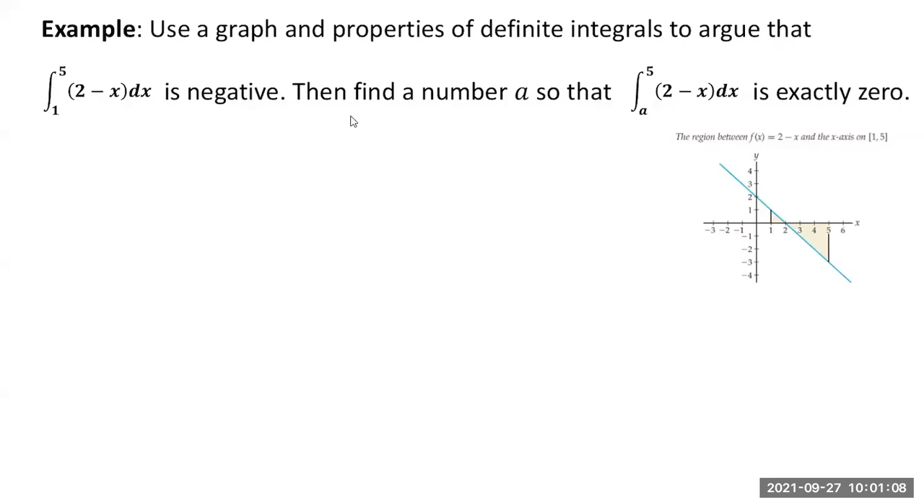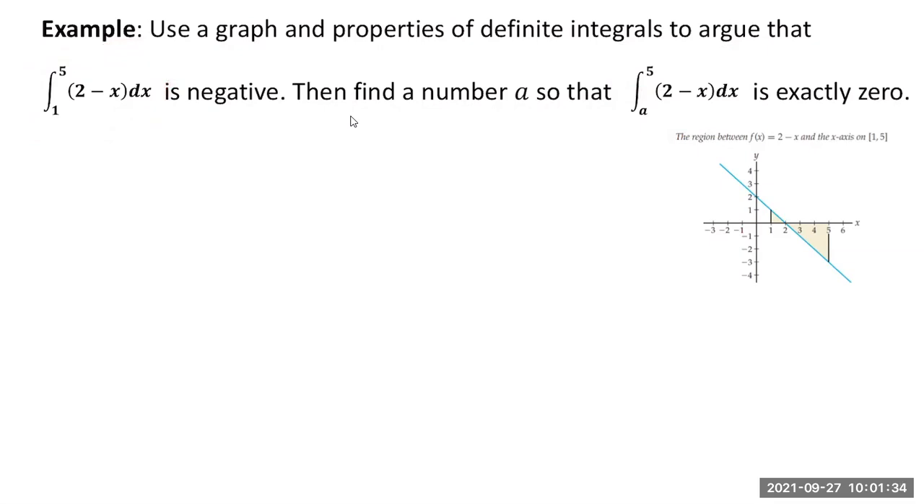Next, I want to go over this particular example. Use a graph and properties of definite integrals to argue that this particular definite integral is negative. Then find a number a such that this definite integral is exactly 0. Okay. How do we argue that this definite integral is negative?